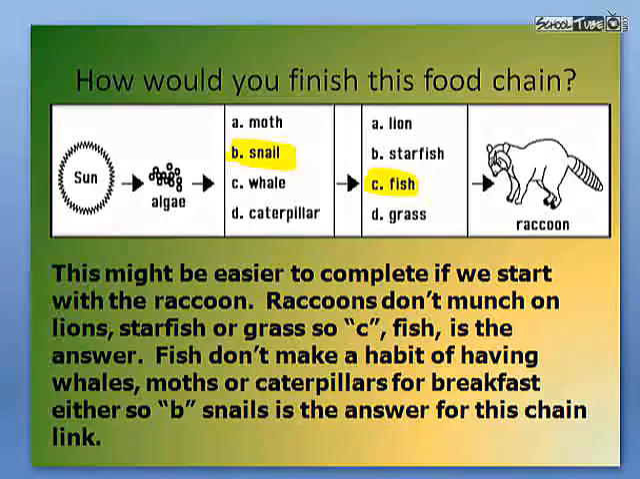Let's check your answer. This might be easier to complete if we start with the raccoon. Raccoons don't munch on lions, starfish, or grass, so C, fish, is the best answer. And fish don't make a habit of having whales, moths, or caterpillars for breakfast, do they? So B, snails, is the best answer for this chain link.